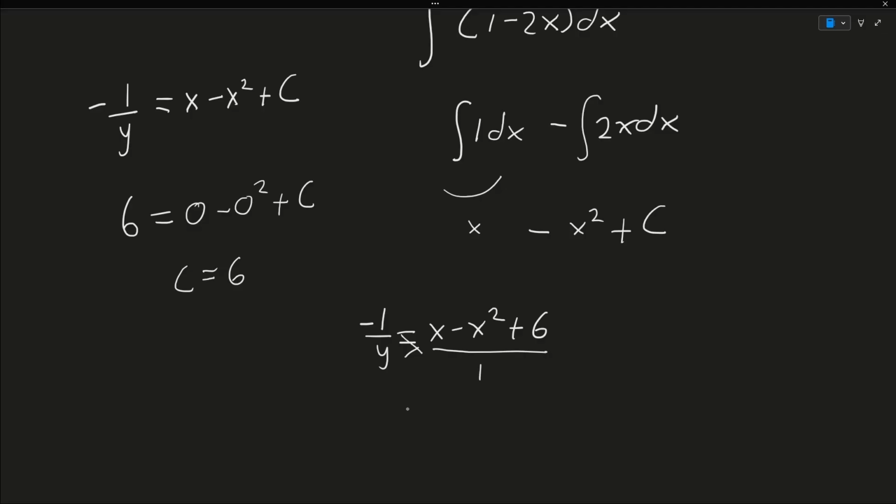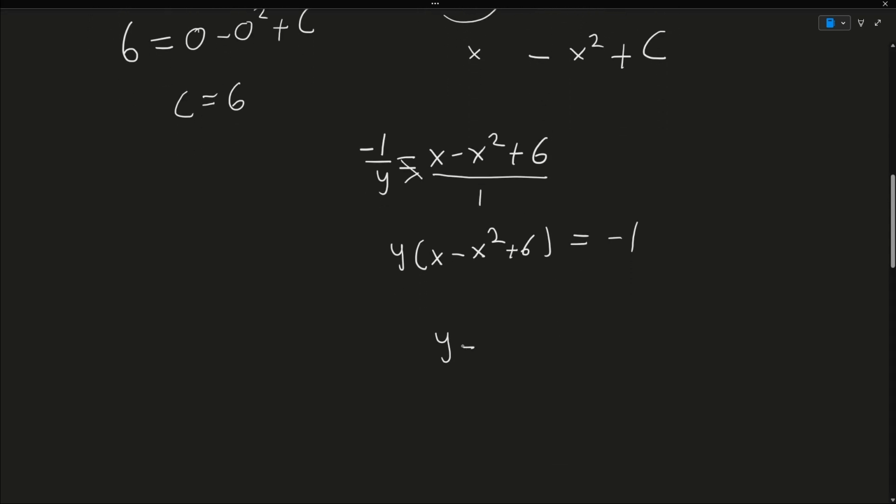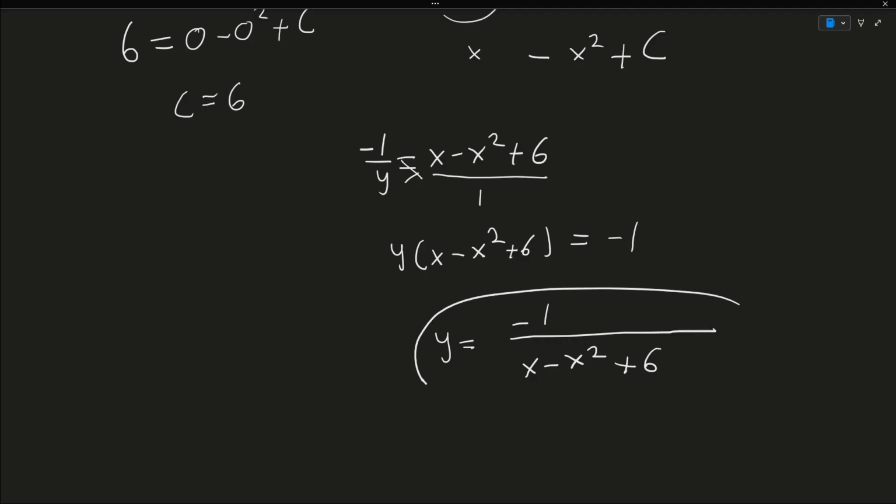So first of all, we would have y times x minus x squared plus 6 equals negative 1. And now we can divide everything by this x term. So y would be equal to negative 1 all over x minus x squared plus 6.